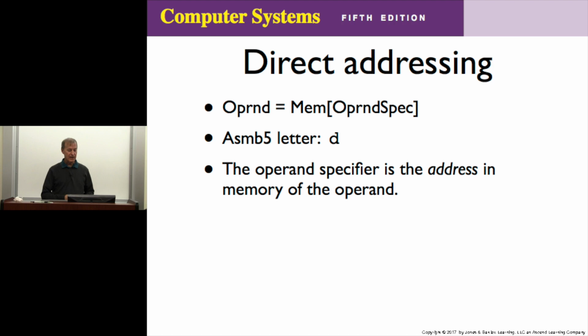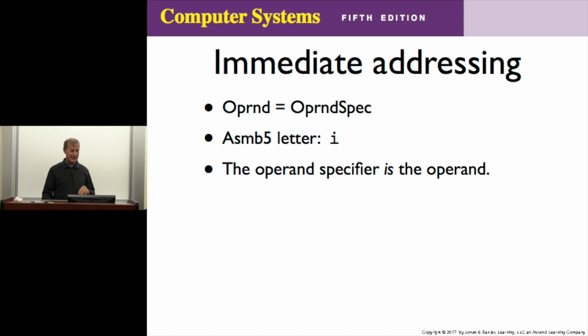Now, what about the next one that we learned, immediate addressing? Remember what the operand is in immediate addressing? Yeah, exactly. Here we have immediate addressing, and the operand specifier is the operand. And remember how we used immediate addressing when we used dot equate for the constants. Are you with me on that?